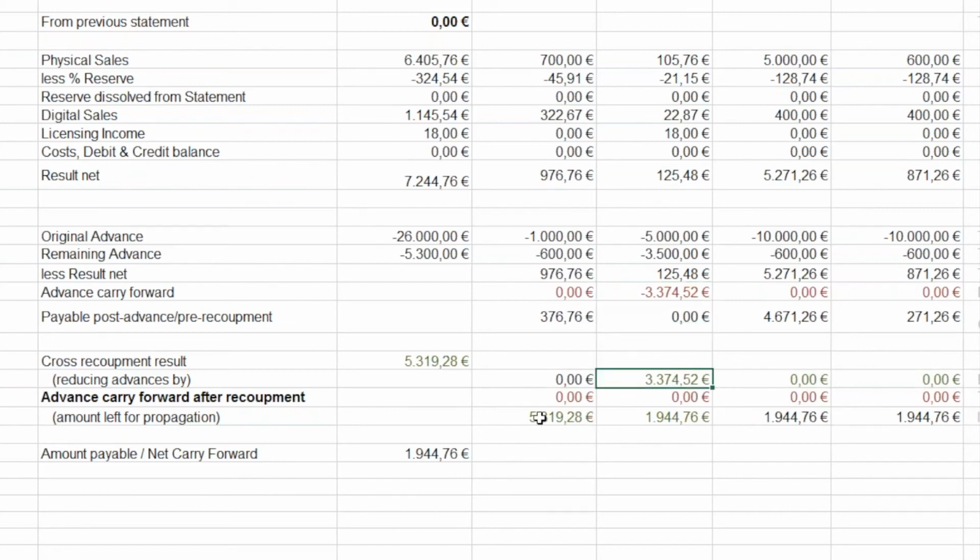Here's some 3,374.52, and by this amount we have enough money. By this amount we draw it down to 0. There's still some money left. Here there's nothing to draw down, and here as well nothing to draw down. So that money stays and can be either paid to the artist or carried forward to the next statement. This is not an ALV decision, this is a user's decision, and he exercises his choice by selecting archiving with Übertrag, so with carry forward, or archiving without carry forward, meaning the money is being paid out to the artist.